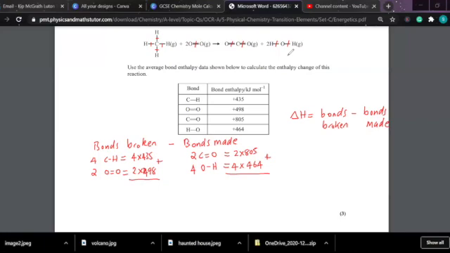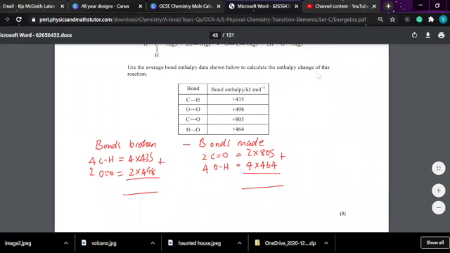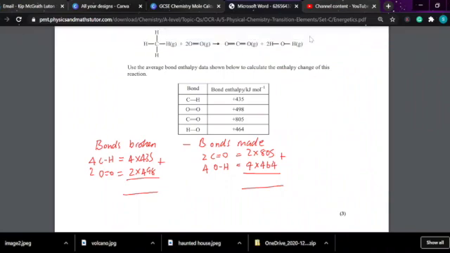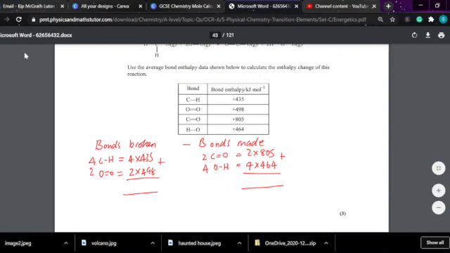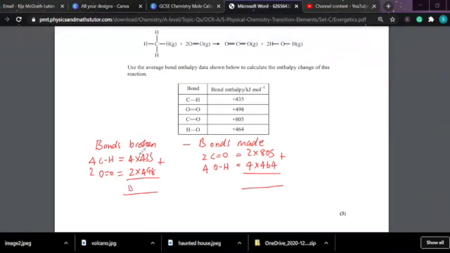And we'll see very quickly what happens. Takes a little bit of working out, this does. Okay, so for the bonds broken, I get 2736, and for the bonds made 3466, and I take them away to work out my enthalpy change of the reaction. And that gives me an answer of minus 730 kilojoules per mole.